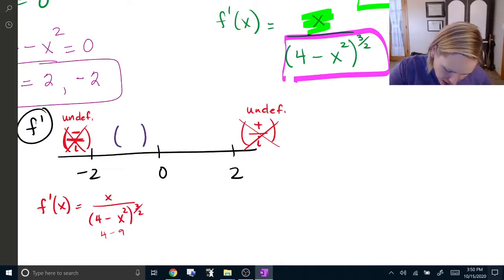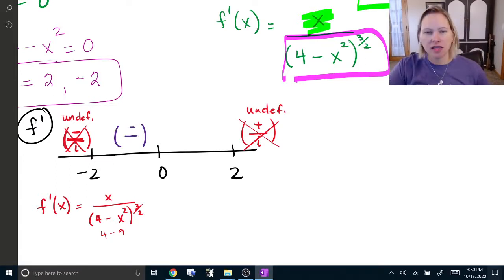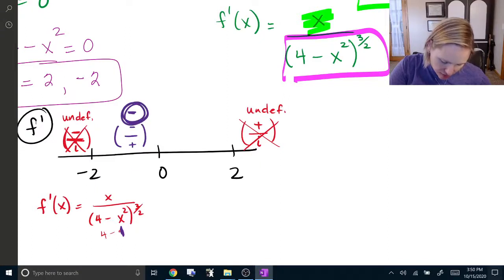So here we go. When I plug in negative 1, I'm going to have a negative in the numerator because the negative 1 goes in for x. And in the denominator, I'm going to have something like 4 minus 1. Well, that's a positive value, so it's going to be positive. So all in all, negative divided by a positive is going to be a negative. Okay, so this area is going to be negative, which means my function's decreasing in that little interval.